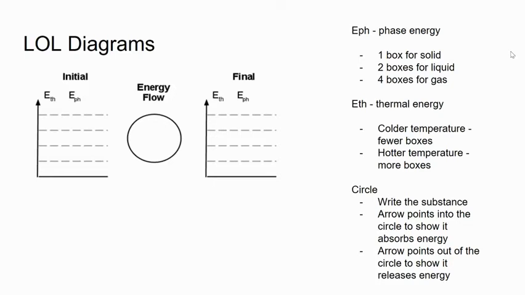If the airplane's flying slow, it's not a big deal. Don't worry about it. For the EPH, make sure you use one box for solid, two boxes for liquid, and four boxes for gas.